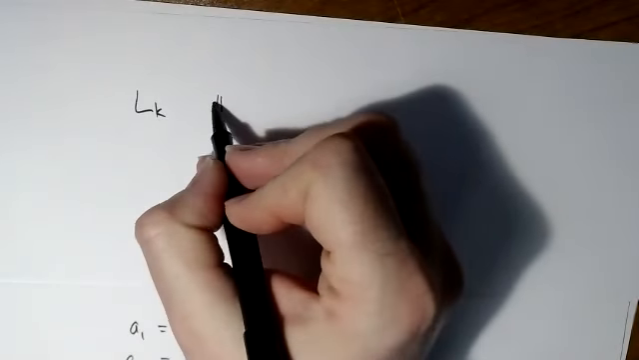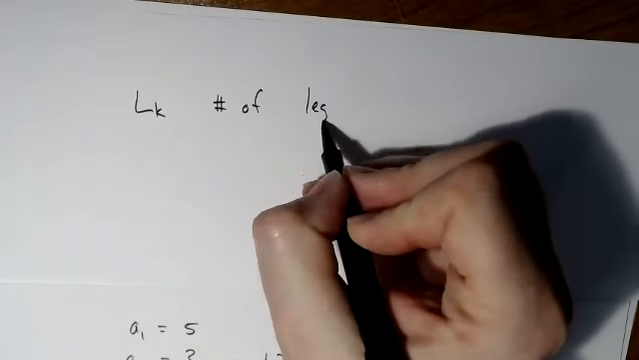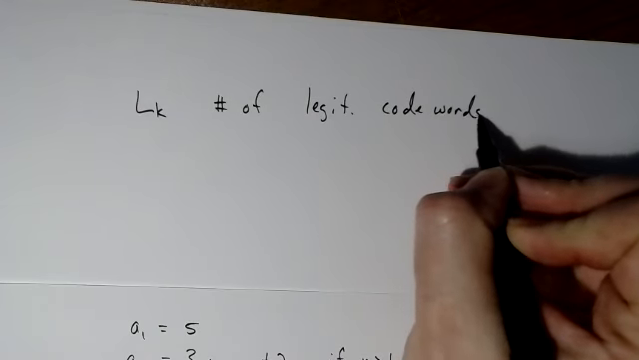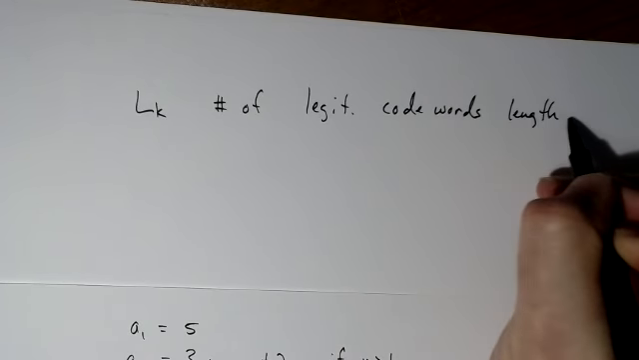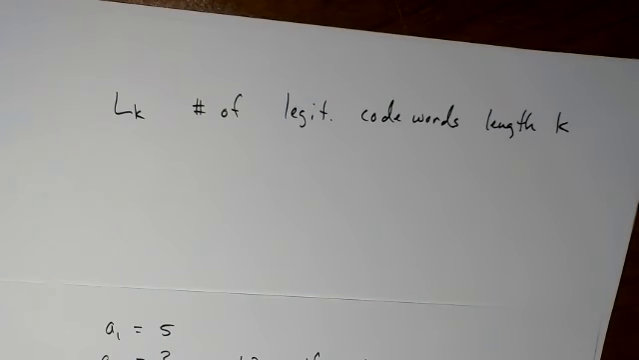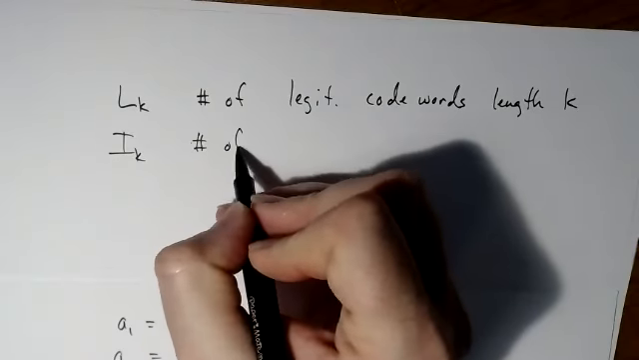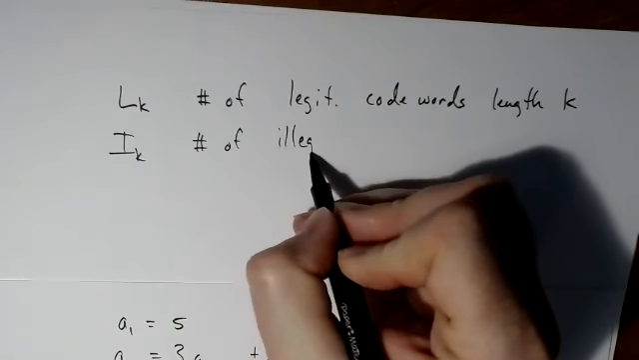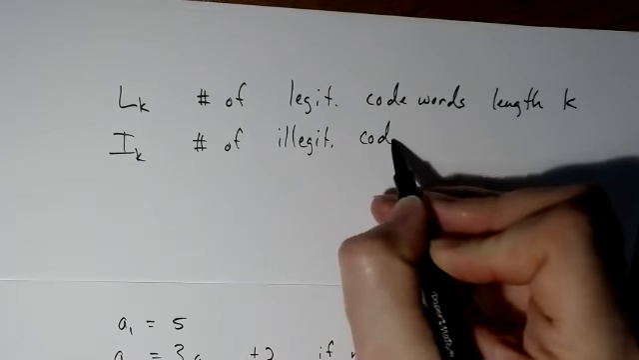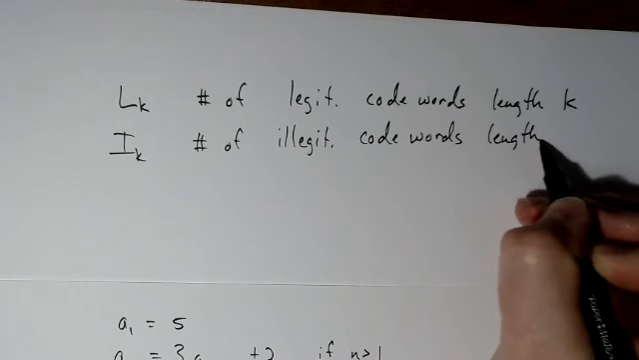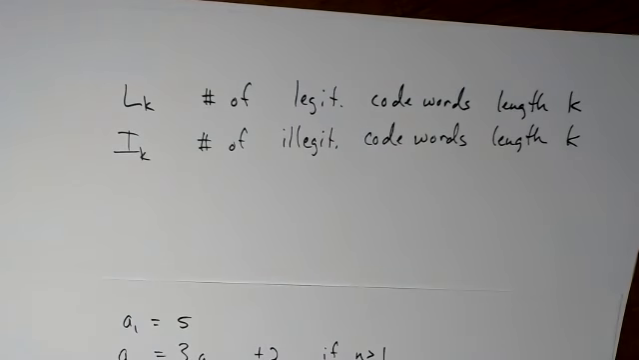So I'm going to use L_k for the number of legitimate code words of length k, and I'm also going to define I_k as the number of illegitimate code words of length k.